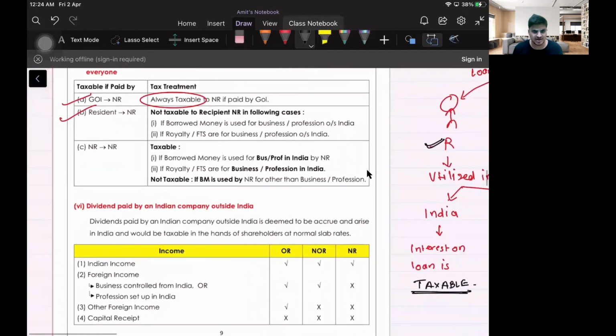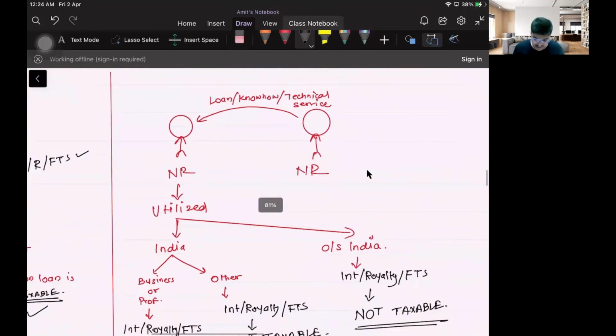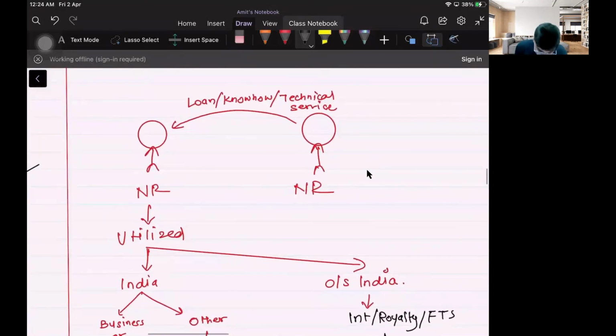नॉन रेसिडेंट टू नॉन रेसिडेंट पेमेंट होगा. Non-resident to non-resident में क्या हो रहा है? इधर there is one non-resident 1 and here non-resident 2. Non-resident 2 is giving loan or know-how or technical service to non-resident 1. Now he will pay some amount to non-resident 2. So it can be interest, it can be royalty, or it can be fees for technical service.